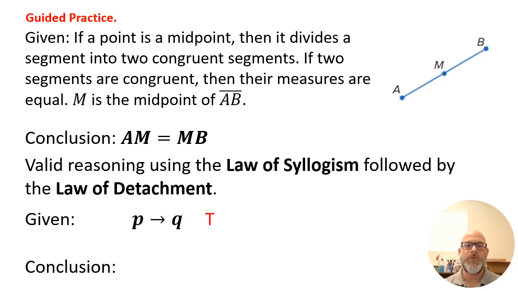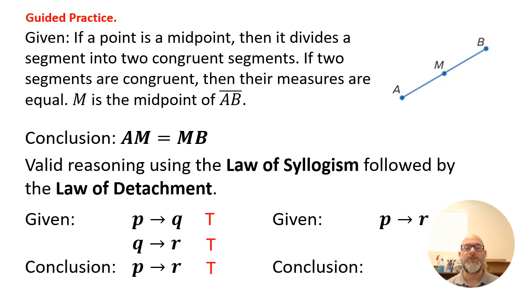If a point is a midpoint, then it divides a segment into two congruent segments, if P then Q. If two segments are congruent, then their measures are equal, if Q then R. Well, from there, what conclusion can we necessarily draw? That if P, then R. That's the law of syllogism.